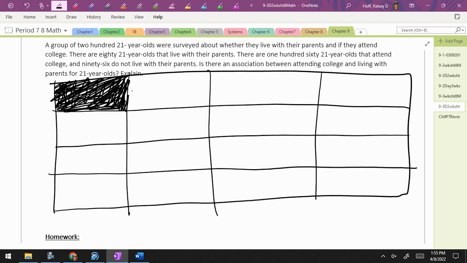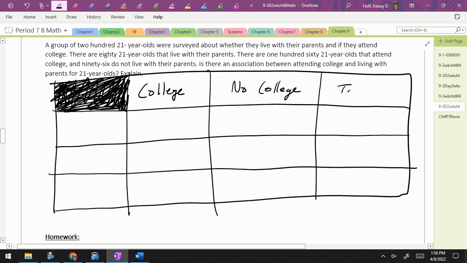Okay, what were the 2 questions they asked them? Do they live with their parents? And do they attend college? Which one do you want to go across the top? So college or no college, and then total. Then on the left-hand side would be parents or no parents, and your total.